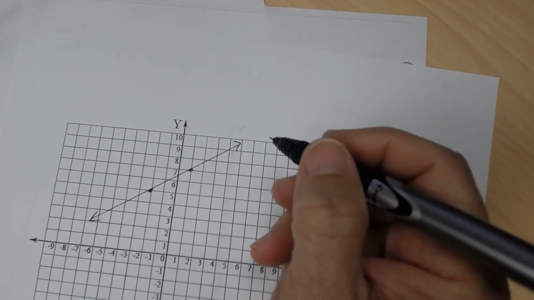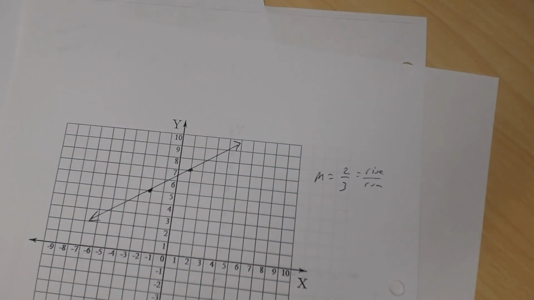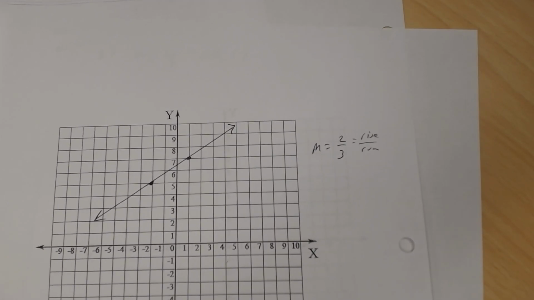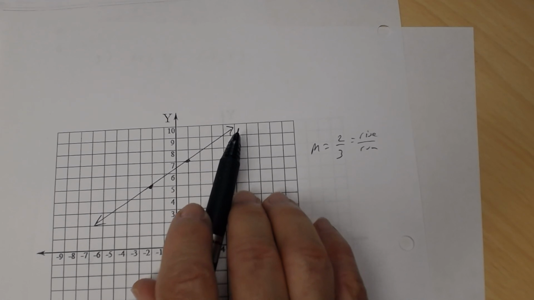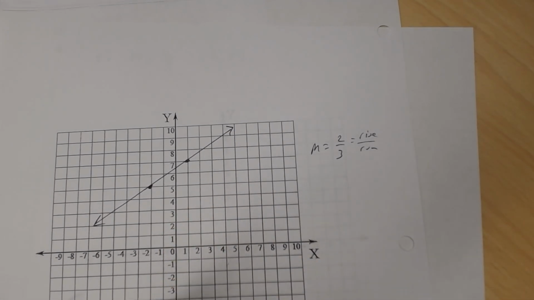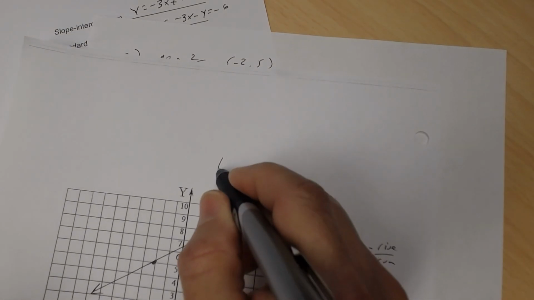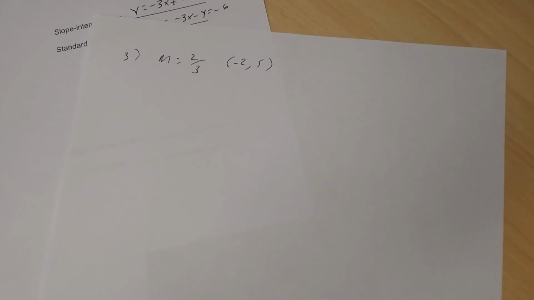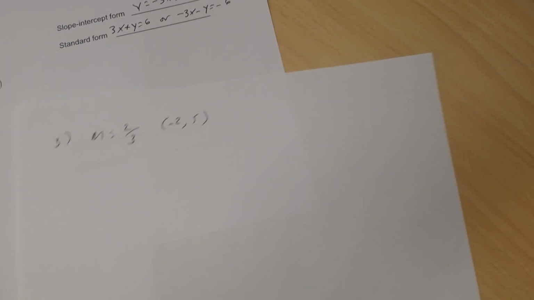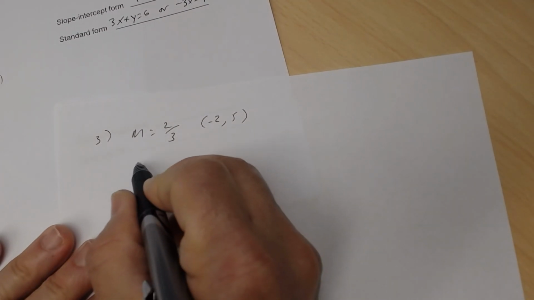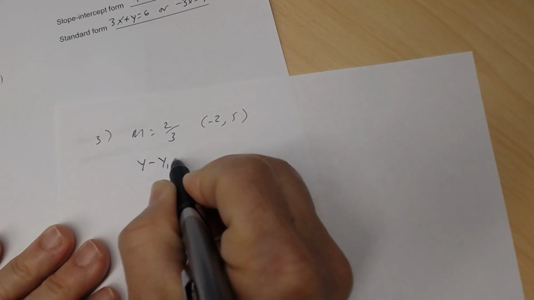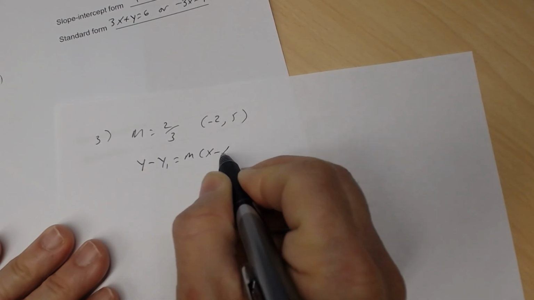Okay, so there's your graph. Okay, and so we're interested in finding the equation of that line. All right, so number 3, it's going to be number 3 right here. So that's number 3. All right. So first thing you do is put this in point-slope form. So remember, point-slope form is y minus y1 equals the slope times x minus x1.